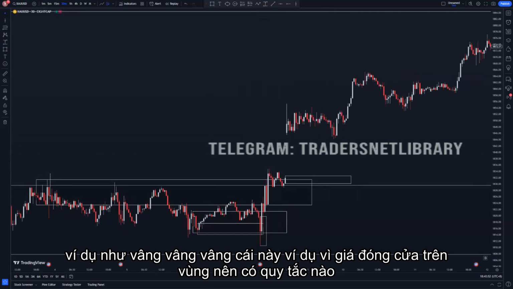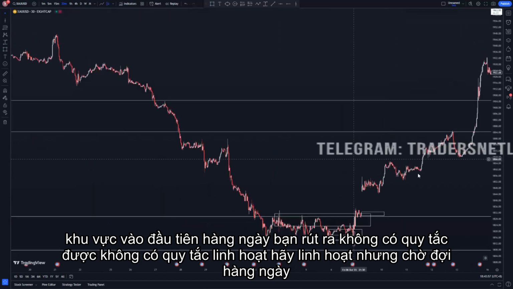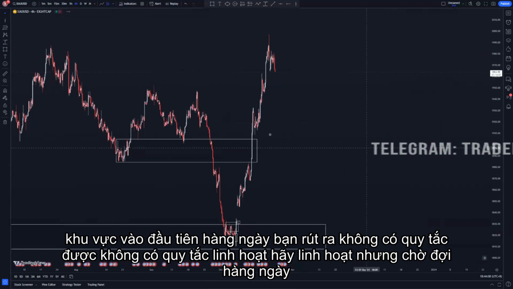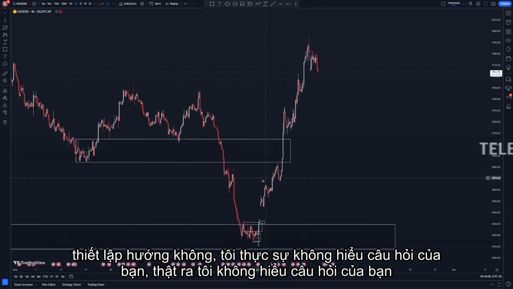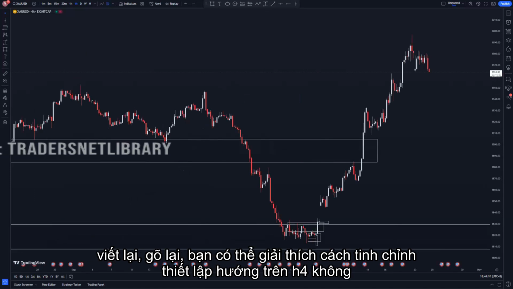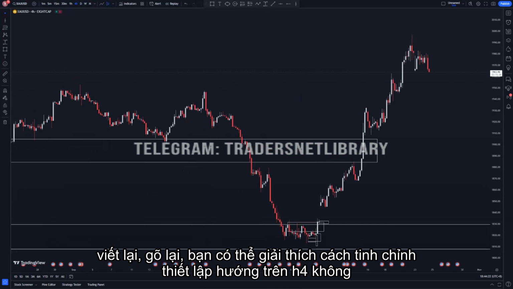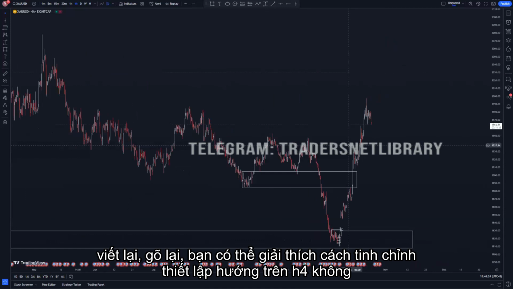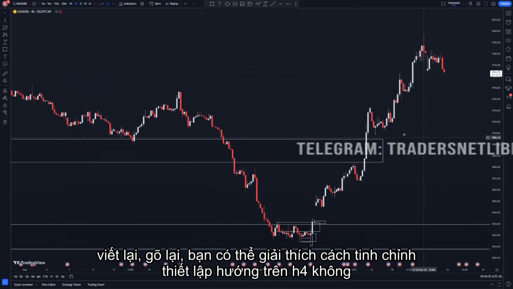Is there a rule for which daily first entry zone you draw? No rules. Okay? No rules. Be flexible. But wait, daily direction setup. No, I didn't get your question actually. Type it again. Can you please explain direction setup refinement on H4?